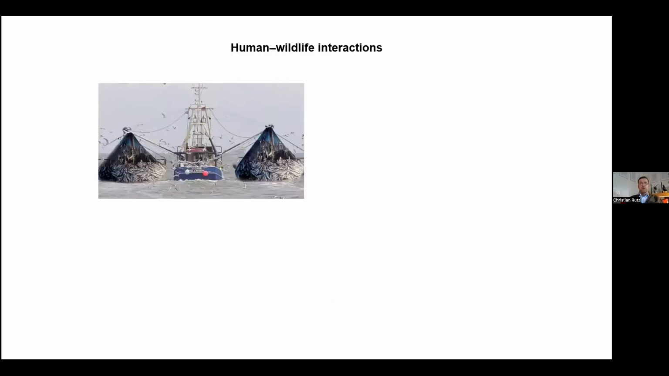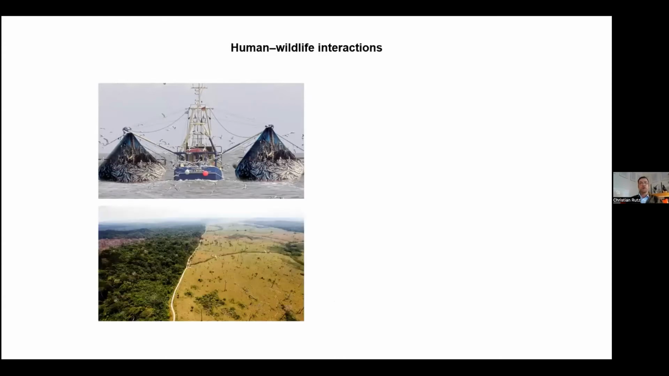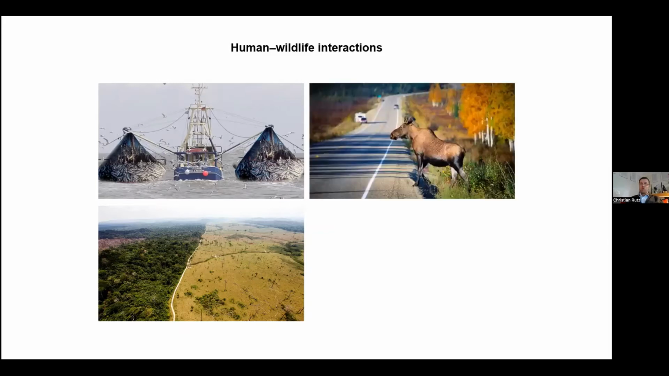Human-wildlife interactions take many different forms. On this image here, you see extracting for human consumption. There are other very destructive ways of interacting with wildlife. You see a bit of Amazonian rainforest logged here, and the patch on the right has become completely unsuitable for most species. But there are more subtle types of interaction that are not necessarily lethal.